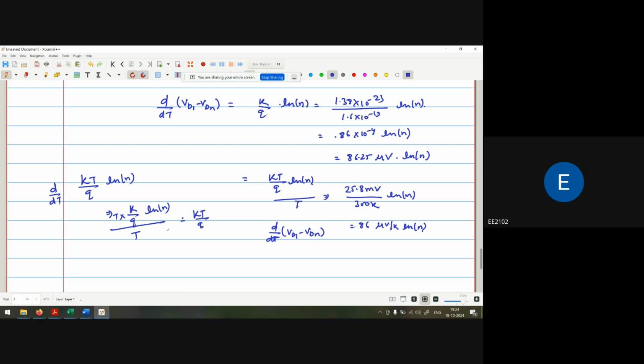So the numerator term is kT by q ln of n upon t. Why do I multiply and divide? Because I already know the value of kT by q. We don't need to calculate the value of kT by q, we have already known it. Now the kT by q value is known, divide by t. Yes, sir. So that's why we divide and multiply by t.